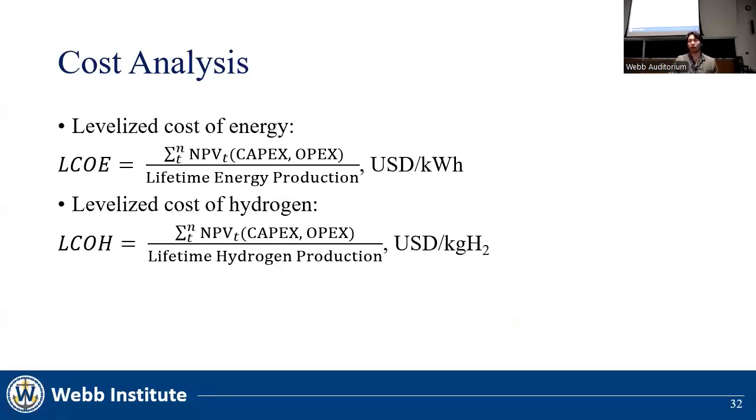All right. So the next part of the procedure is performing the cost analysis. Two particular calculations will be performed in this analysis: a levelized cost of energy, or LCOE, and a levelized cost of hydrogen, or LCOH. The LCOE was calculated by summing up the net present values of the capital expenses and the operational expenses of the overall system, and dividing it by the lifetime energy production of the system. The LCOH was performed in a similar calculation, except instead of having energy as the denominator, it was hydrogen production as the denominator.